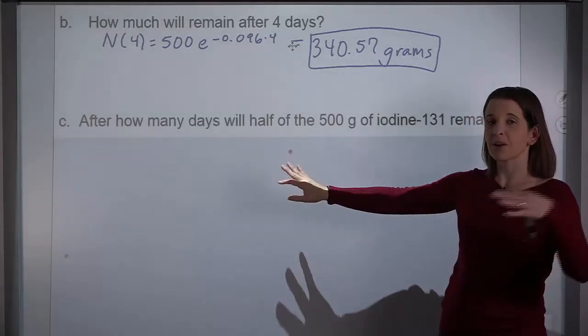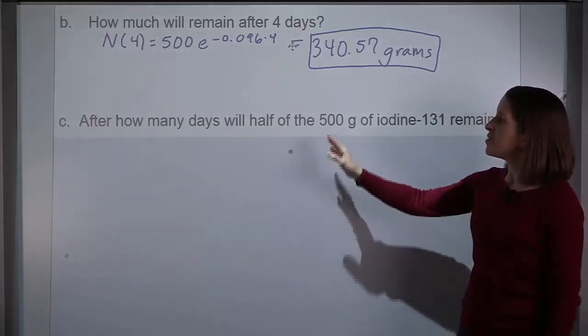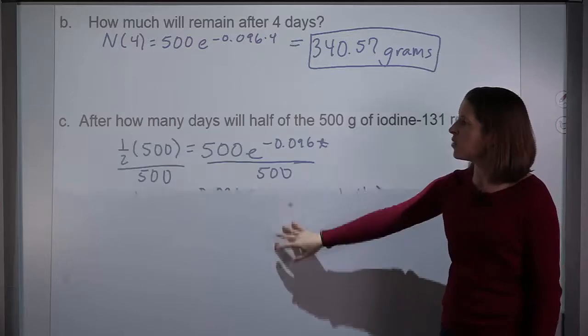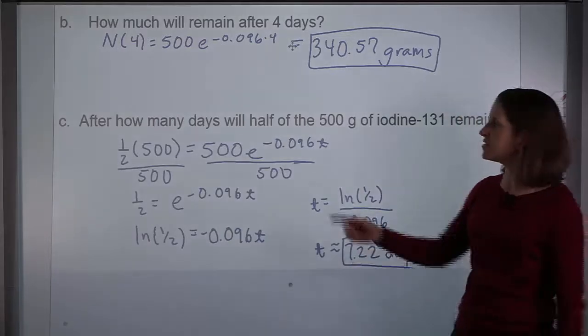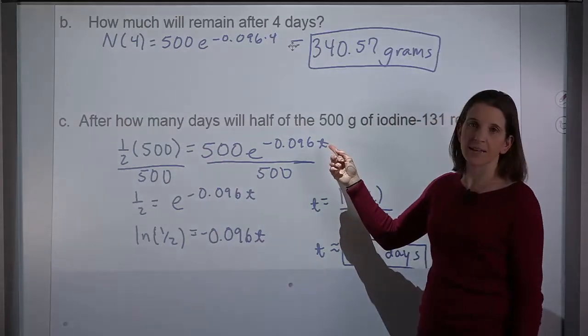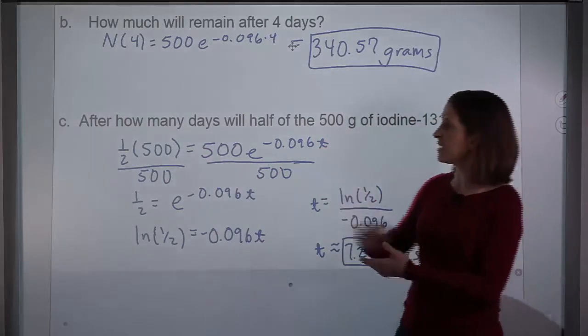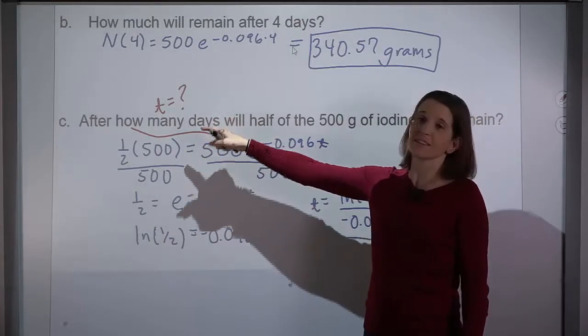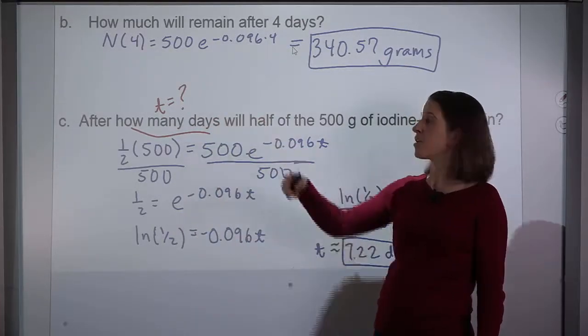So this is much like part C 2 problems ago. I want to know when half of 500, so you could write 250, or you could just write 1/2 of 500, is left. So how many days will that take? That means that t is our unknown. That's what we're solving for.